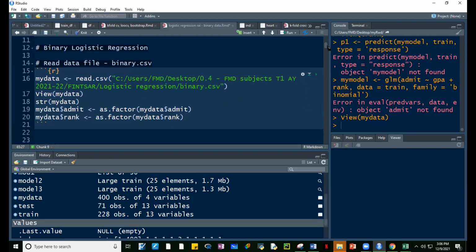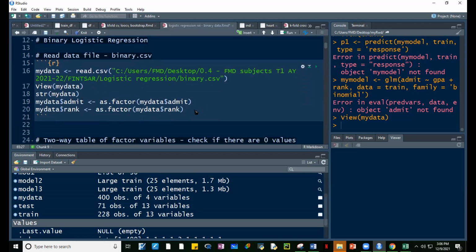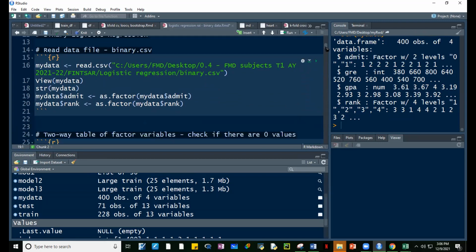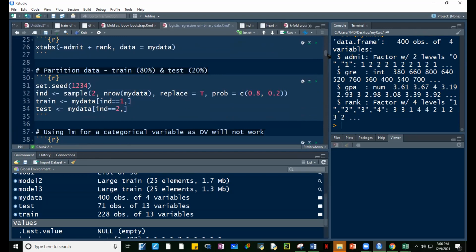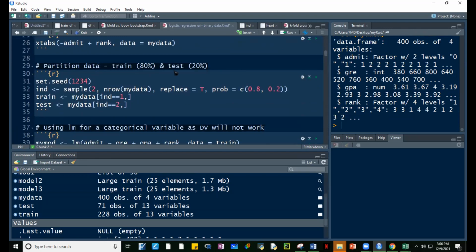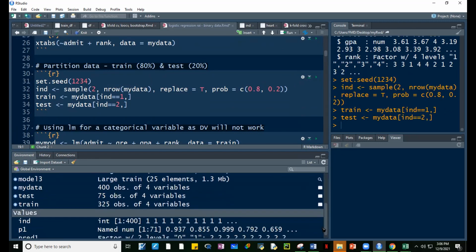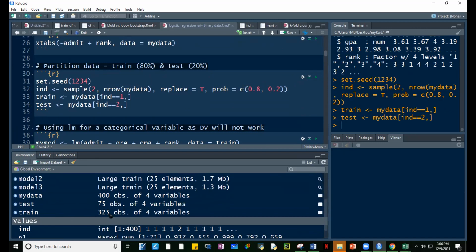Then I check the structure. Okay, correct. I already converted them into factors. Then I think I was able to run this already. Let me run the whole thing. So my train data, guys, is 325 observations. Sorry, I hadn't run this earlier. And 75 for the test.